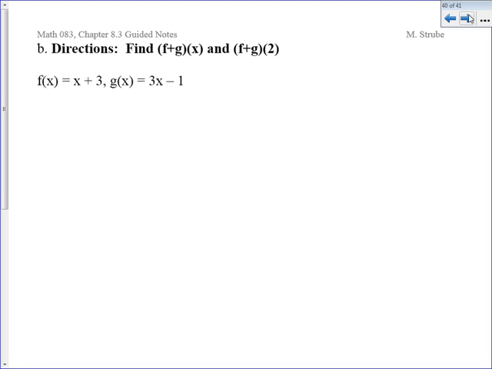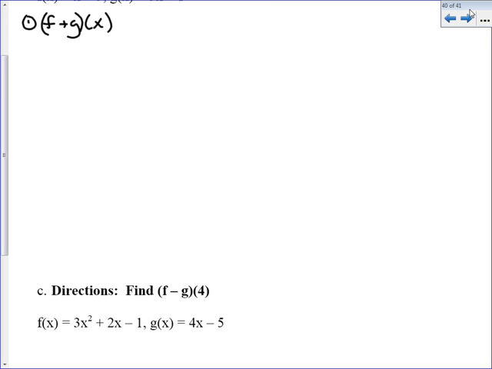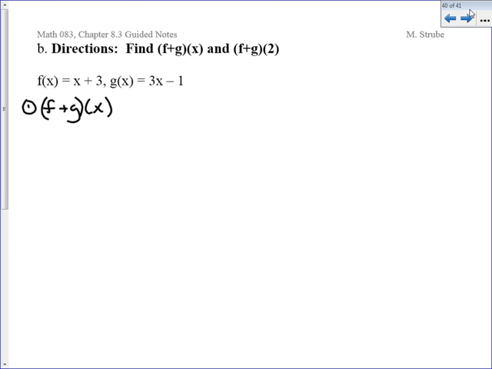So B, we want to find f plus g of x and f plus g of 2. And we've got our two functions there, f of x and g of x. So it's, again, asking for two separate things. The first thing it wants is it wants you to find f plus g of x. So that means just take whatever your f of x is and add to it your g of x. So I'm going to take x plus 3 and add to it 3x minus 1. Just whatever f was, whatever g was. We're going to add those together.